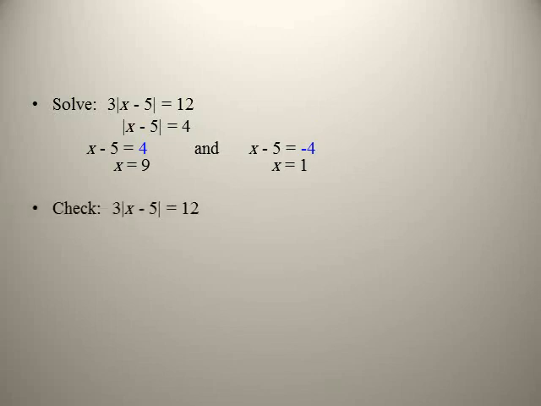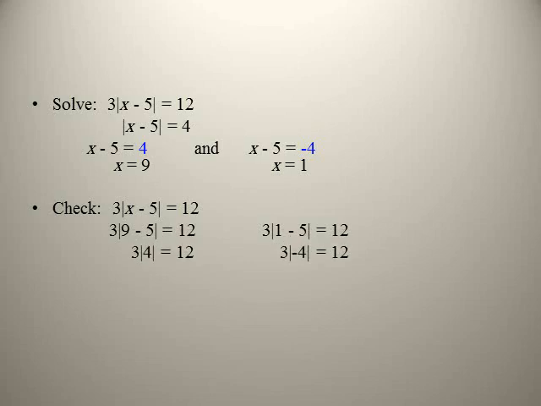Check your answer. 3 times absolute value of 9 minus 5 equals 12, and 3 times absolute value of 1 minus 5 equals 12. Find the value of the absolute: it will be 3 times 4 equals 12, and also 3 times absolute value of negative 4 equals 12. The two answers are right. Then the solution set equals 9 and 1.